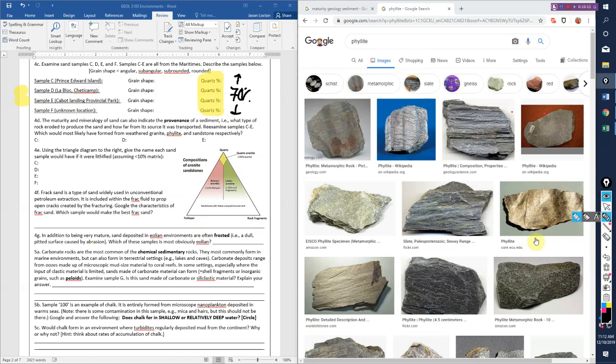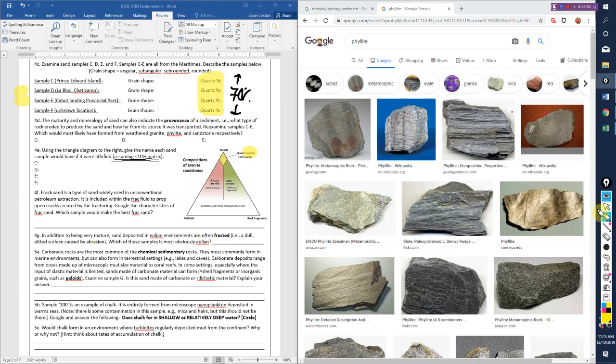So take a look at those again and ask yourself, well, first I've already said you have less than 10% matrix. If you have less than 10%, sometimes it's 15, depends on the scheme, then you are going to be an arenite. That's what that means. And this is not a quartz arenite, but just rather an arenite. Let me erase that so it's clear. You're just going to be an arenite.